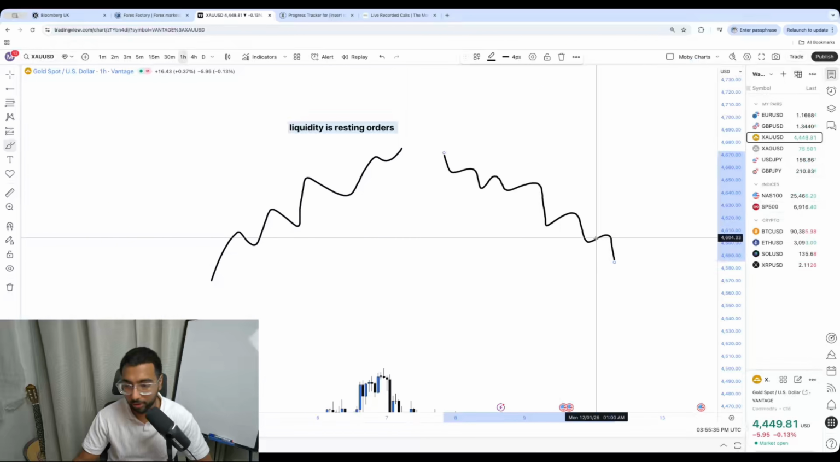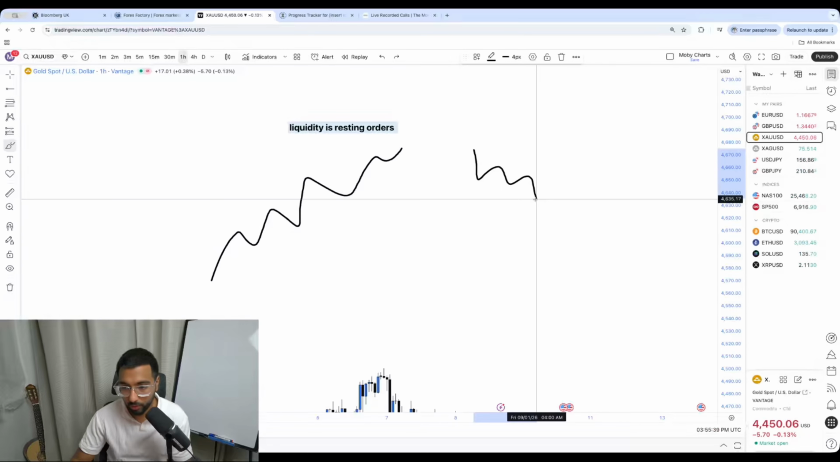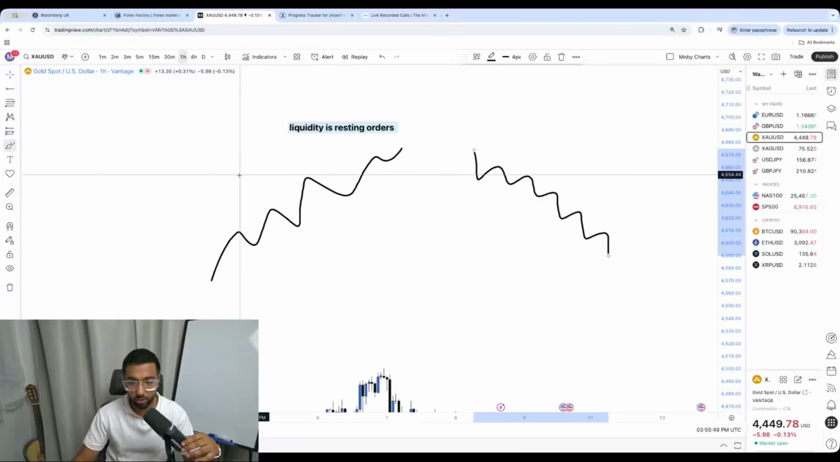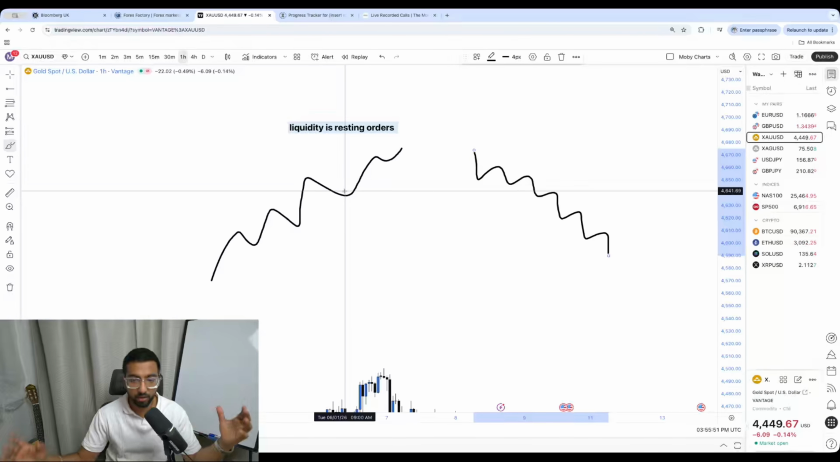Please don't look at my drawing, that's terrible. Let me actually draw that again. We're creating lower lows and lower highs, right? That is the core concept of the markets. That is the bare basics of the markets. And most traders that trade know these two diagrams when it comes to the markets. However, what we need to understand is liquidity and resting orders.